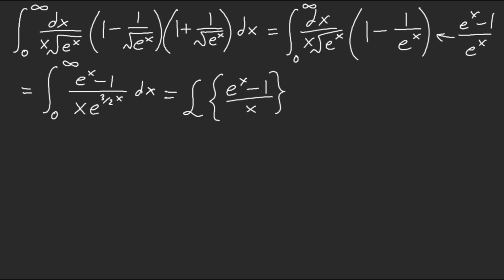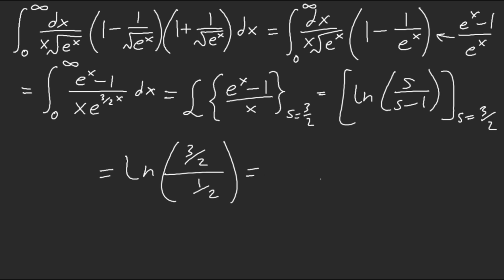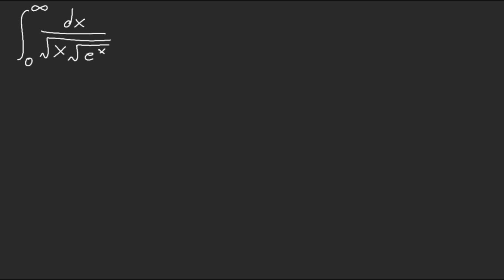This is simply the same thing as this. Aha, don't forget about this. So this is s equal to 3/2, right? Now this is simply ln of s over s minus 1 with s equal to 3/2. So now this is equal to the ln of 3/2 divided by 3/2 minus 1. That's 1/2. So the answer is ln of 3.